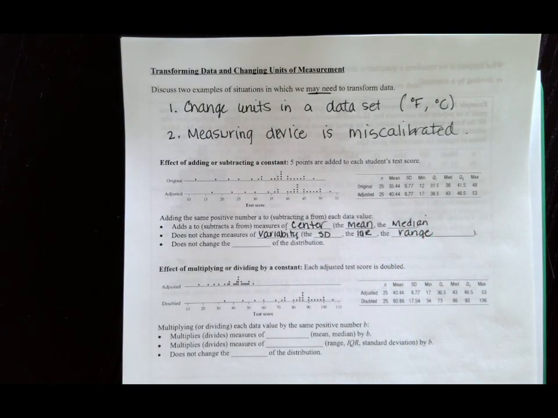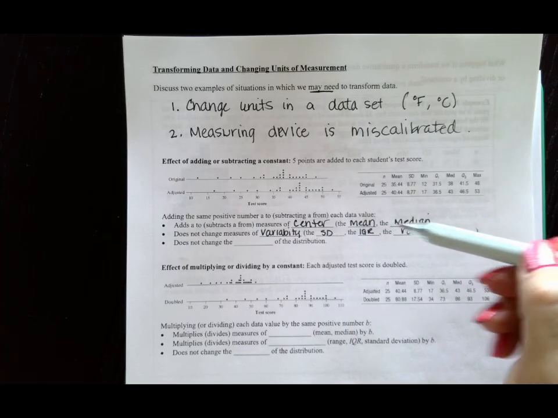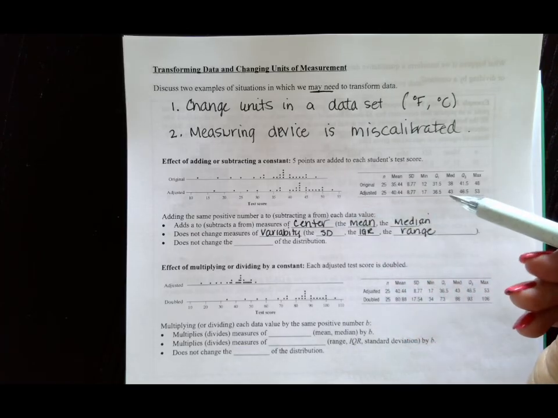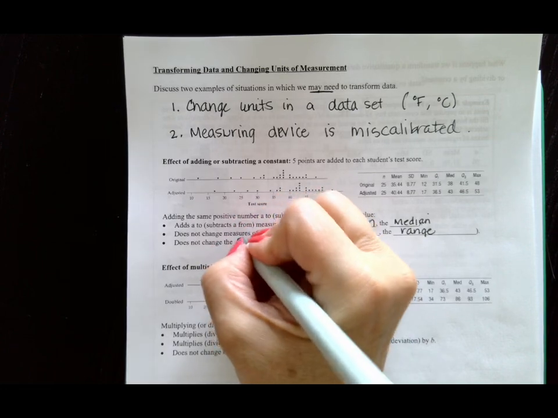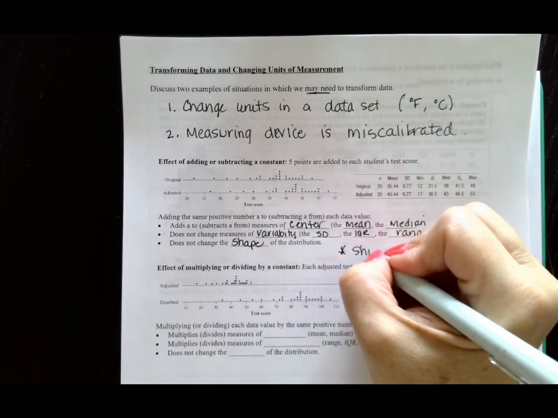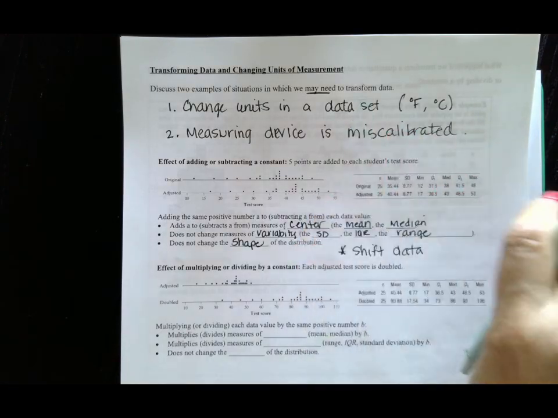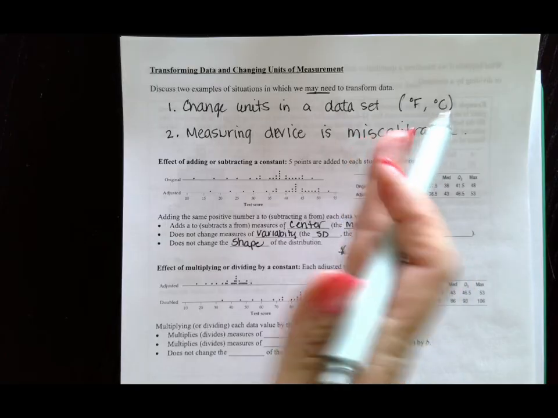I think that's what I meant to have there. So it doesn't change the standard deviation, the IQR, or the range. Nothing changes if we're just adding or subtracting the same value. It does not change the shape of the distribution. All it does is shift data. In this case, we added 5 points, so it shifted it to the right. But if I subtracted 5 points, it would shift it to the left.